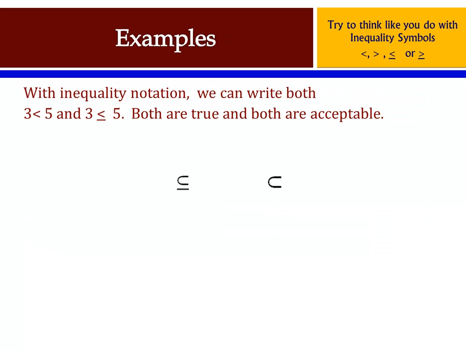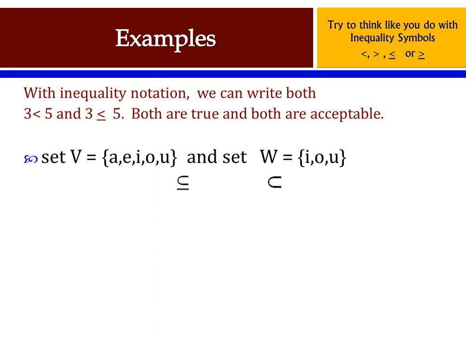Now, with inequality notation, we can write both 3 is less than 5 and 3 is less than or equal to 5, and both are true and both are acceptable. For the set of vowels, V equals {A, E, I, O, U}, and set W equals {I, O, U}, we can write W is a subset of V, and W is a proper subset of V.